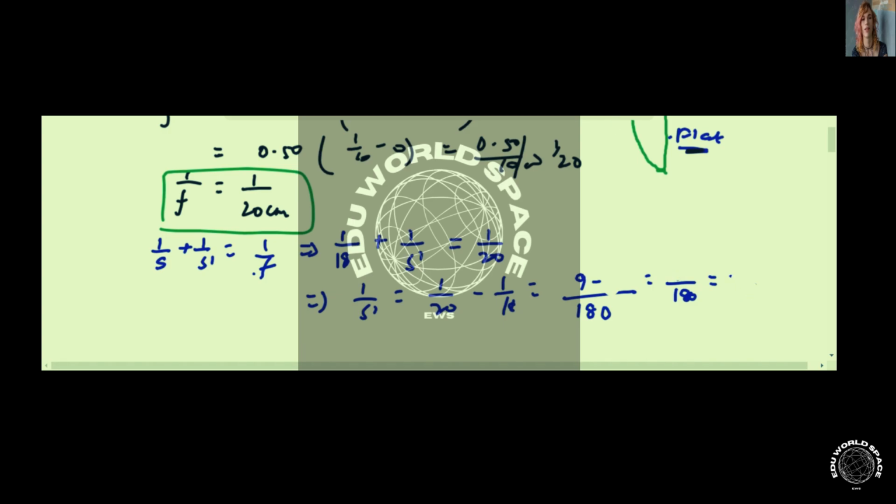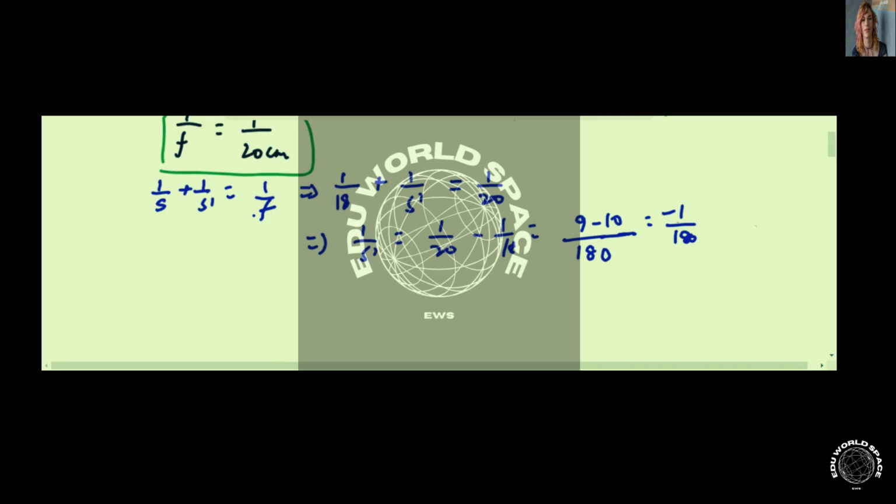Okay, because 18 tens are 180, so minus 1 by 180. So s dash, that is image distance, will be minus 180 centimeter. Negative sign means the image is formed to the left of this lens. Okay, this is the answer for part B.